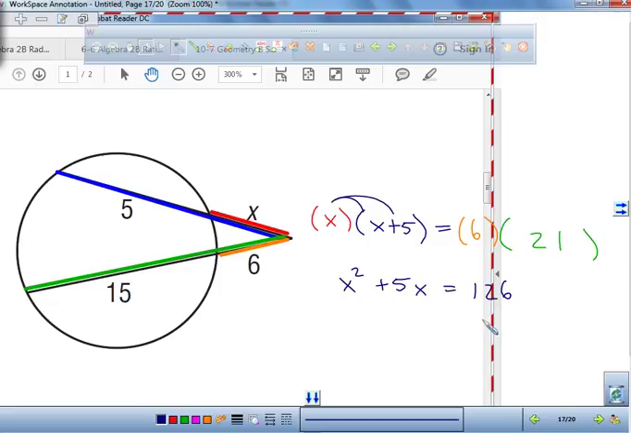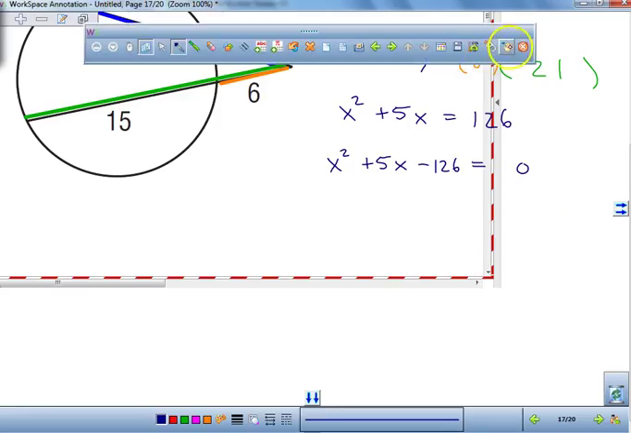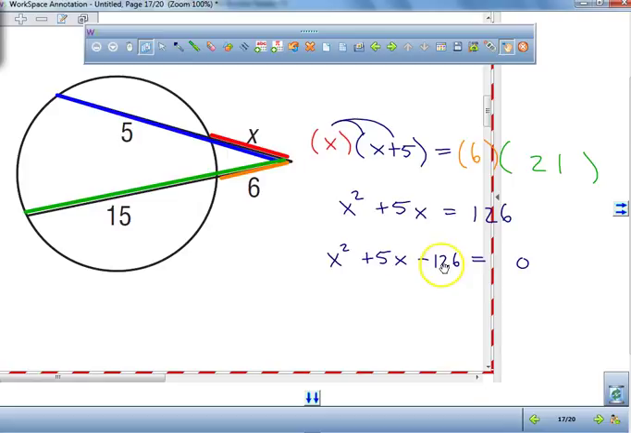What do we have to set it equal to? All quadratics set equal to 0. We have x squared plus 5x minus 126 equals 0. All right? Now, 126 is kind of a nasty number. Okay? Now here's kind of a cool rule.